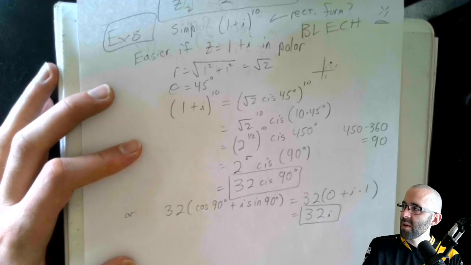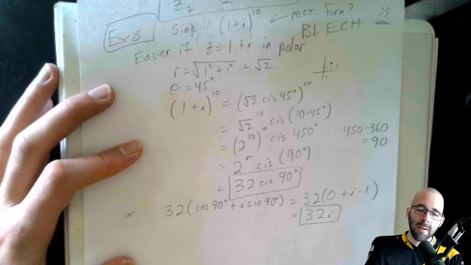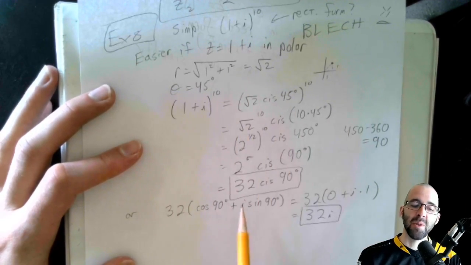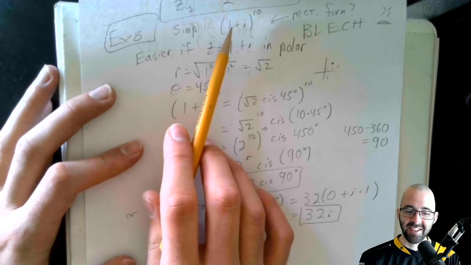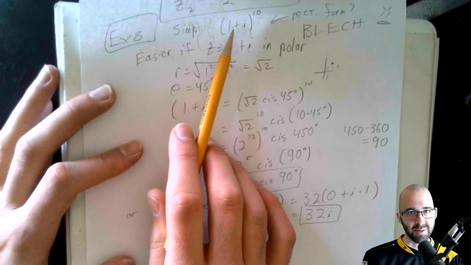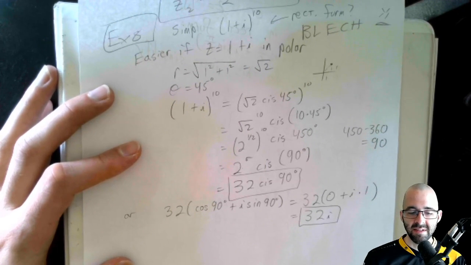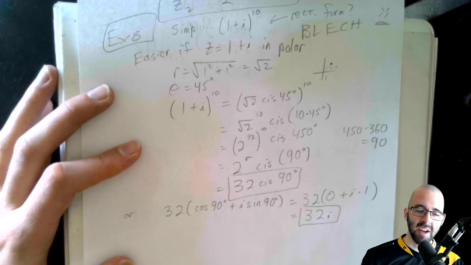And this took more steps, right? But I guarantee you, converting it to polar coordinates is a lot faster than multiplying this out 10 times. All right. No FOILing necessary. That's how you do powers.